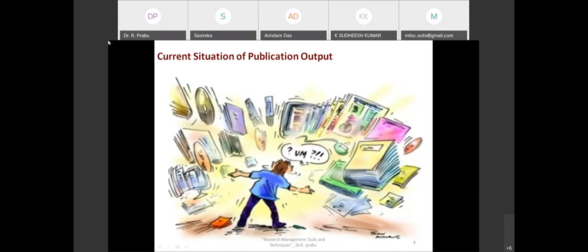So when it comes to the publication scenario, this is the current situation of publication output. Just imagine a person looking at all the materials and wondering. As discussed in the last class, every day gigabytes of information are uploaded to the internet through social network applications and other platforms. We are able to access, upload and share a lot of content on the World Wide Web. In print resources also, every day and every month thousands of books are being published.